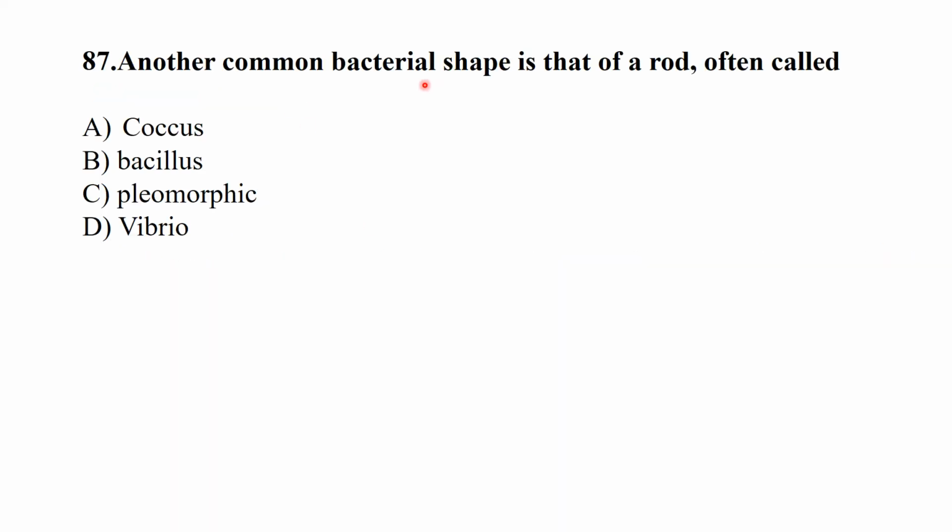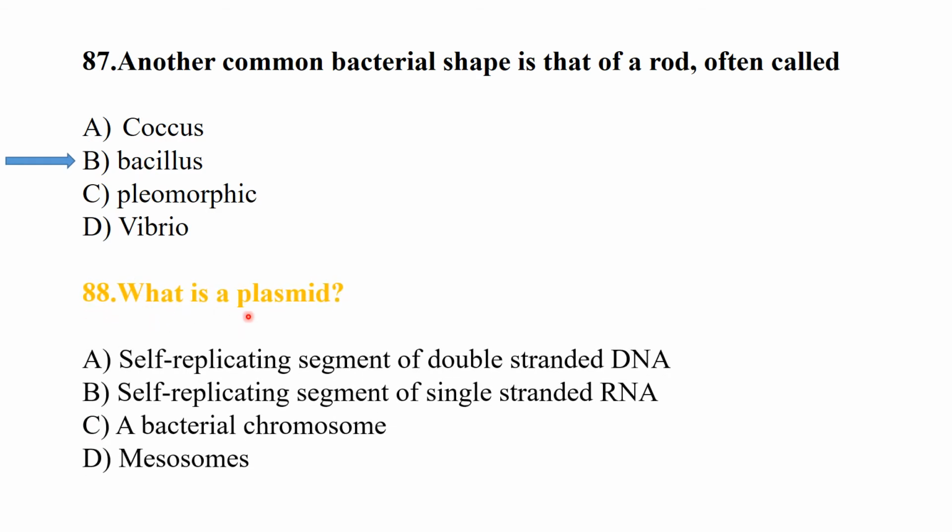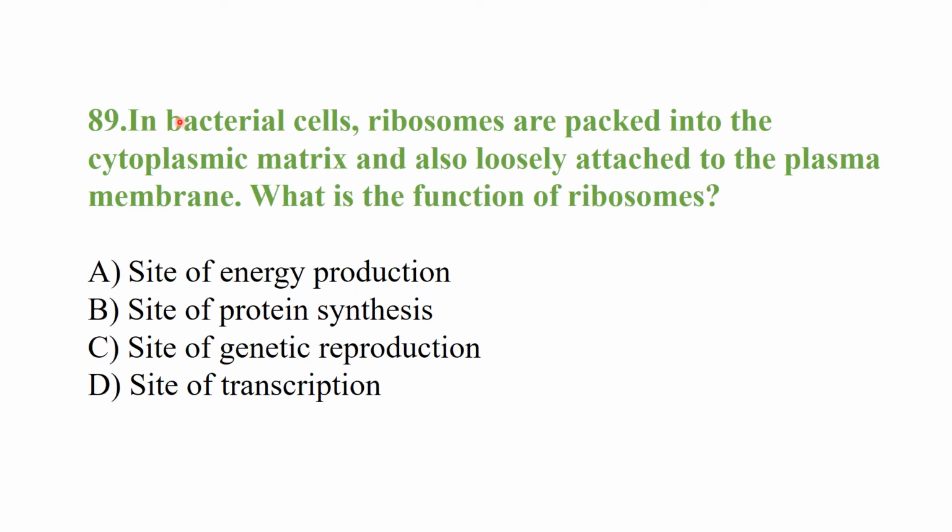Another common bacterial shape is that of a rod, often called rod-shaped bacteria. In microbiology, these are called the bacillus. What is a plasmid? We have discussed it in MCQ 81. A plasmid is a self-replicating segment of double-stranded DNA. In bacterial cells, ribosomes are packed into the cytoplasmic matrix and also loosely attached to the plasma membrane. What is the function of ribosomes? The main function of the ribosome is protein synthesis.